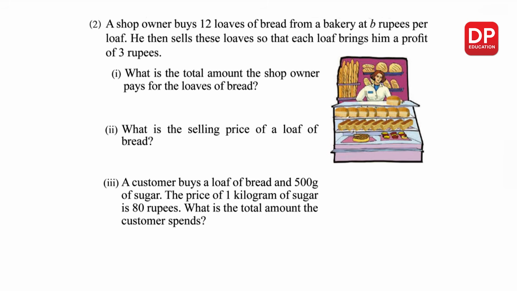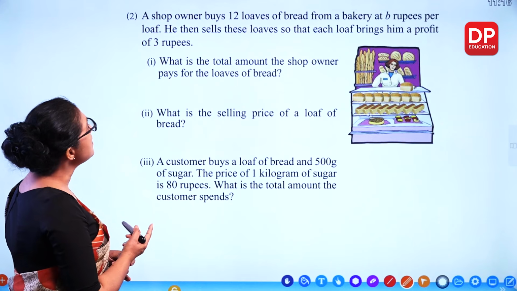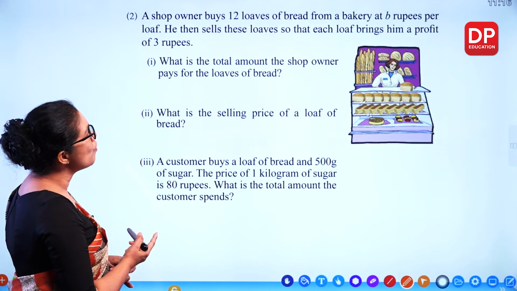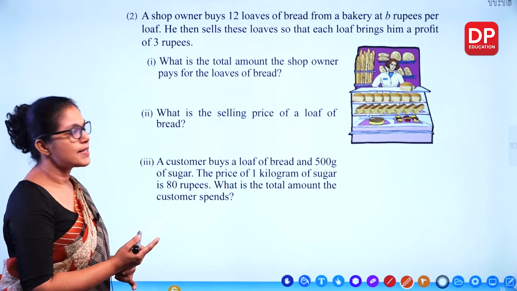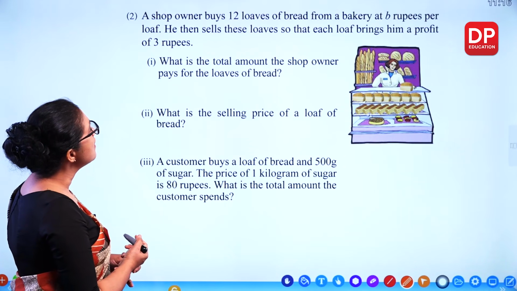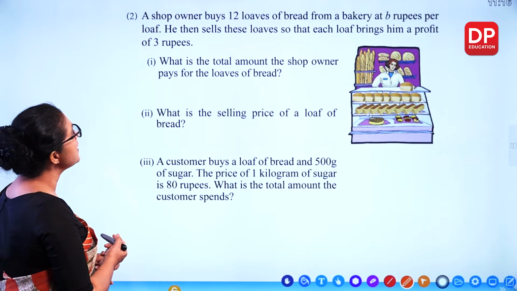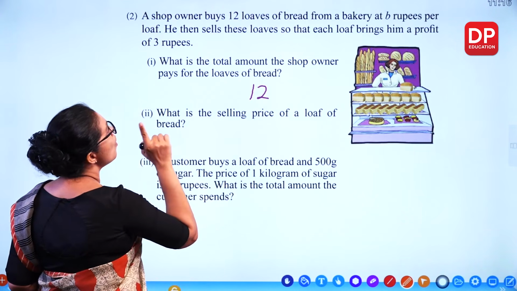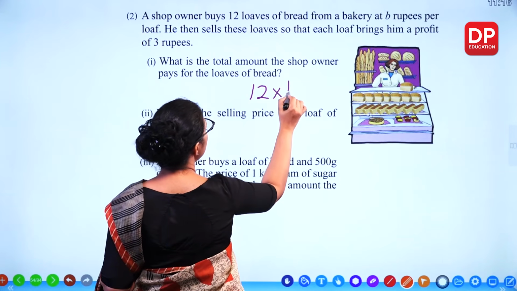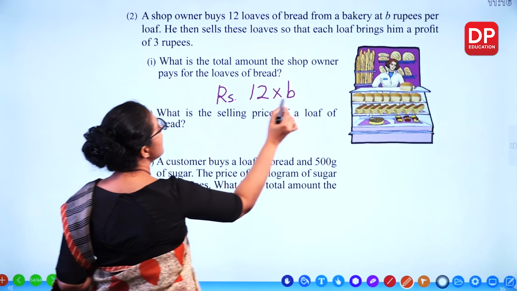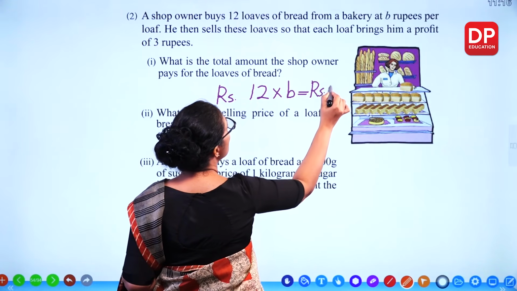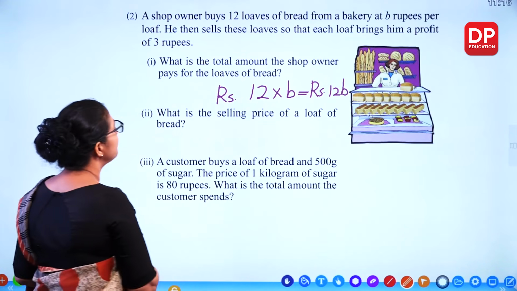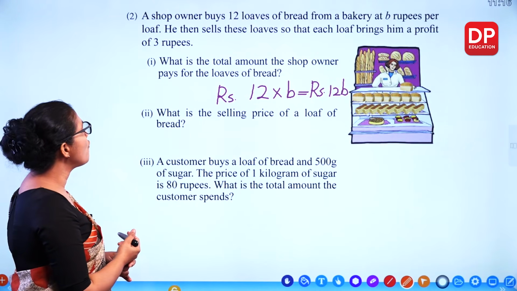Question number 2. A shop owner buys 12 loaves of bread from a bakery at B rupees per loaf. He then sells these loaves so that each loaf brings him a profit of 3 rupees. What is the total amount the shop owner pays for the loaves of bread? He buys 12 loaves. One is B rupees. So you can write 12B rupees. That's the buying price.